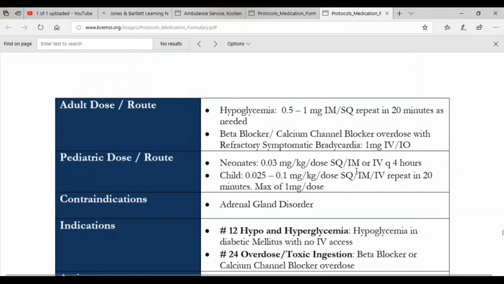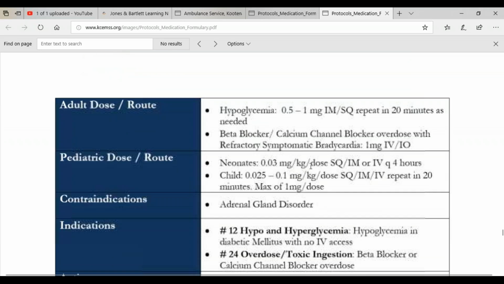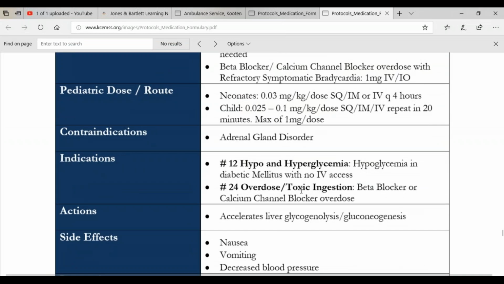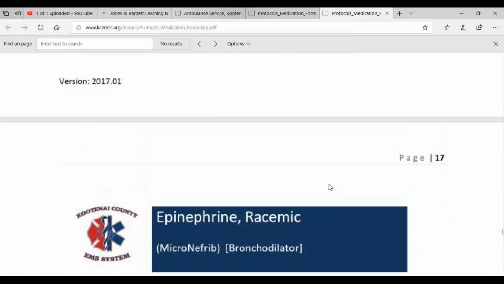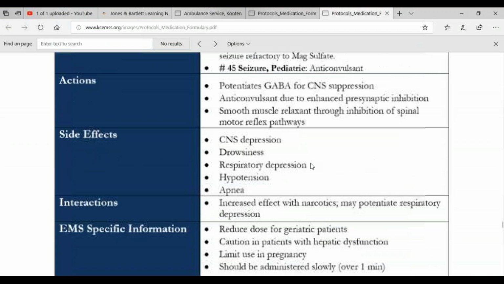Protocols, glucagon, or formulary, I'm sorry. Glucagon, the range is 0.5 to 1 milligram IM, every 20 minutes as needed. But again, if you need it after 20 minutes, there may be a lack of stores to access. And these are the 2 protocols, but the only one you're going to be worrying about as an advanced is number 12, the hypo and hyperglycemia. The other thing that you need to be familiar with as an advanced is the dextrose.